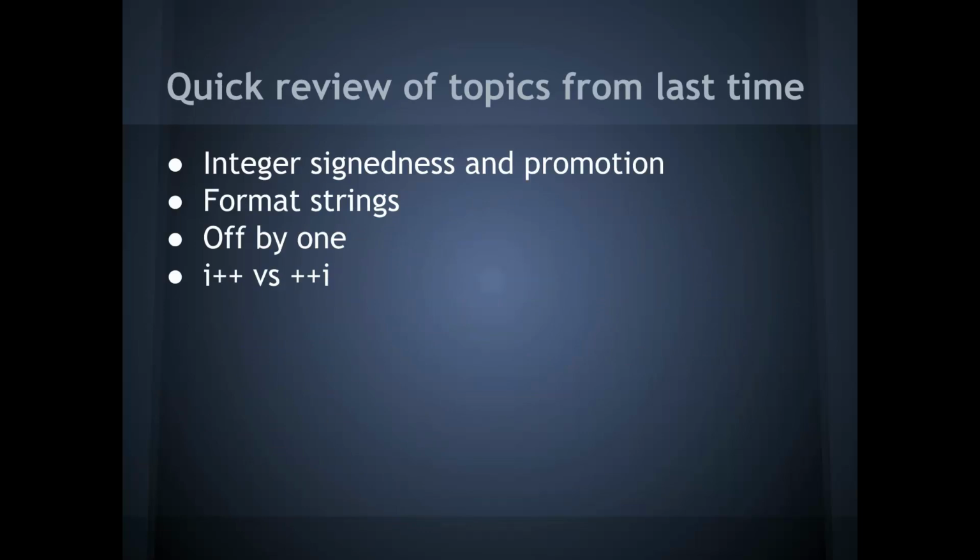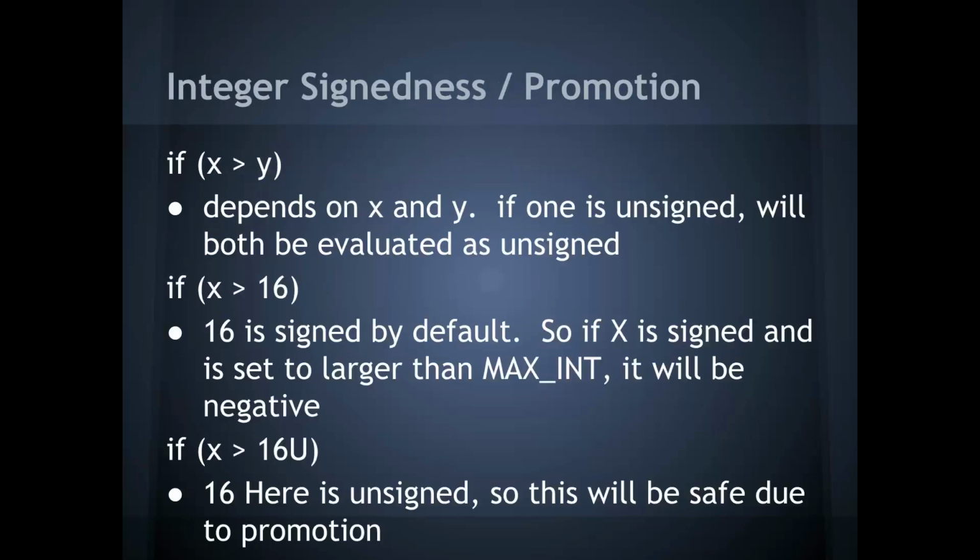So before we start diving into some examples, this may be a shorter lecture, but we'll actually have some exercises to do. We're going to review some stuff from last time. So we're going to cover integer signedness and promotion. The first statement, if x is greater than y, really depends on the type of x and the type of y. If one is unsigned, both will be evaluated as unsigned. As I stated in the past lecture, the integer promotion rules are complicated, but usually unsigned wins.